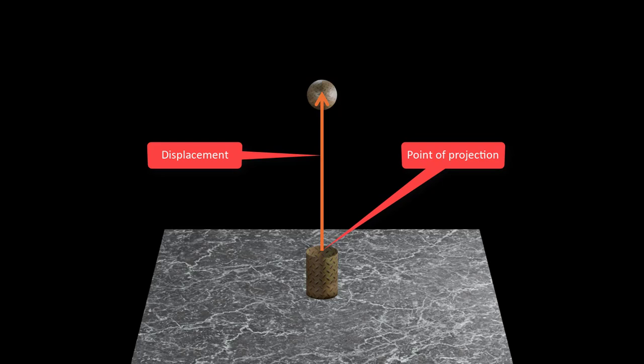So we can write S subscript A equals S subscript B, where S subscript A is the displacement of ball A from the point of projection, and S subscript B is the displacement of ball B from the point of projection. Now remember, the two balls share the same point of projection, meaning they are launched into the air from the same point. In other words, they both have the same starting height or starting position.